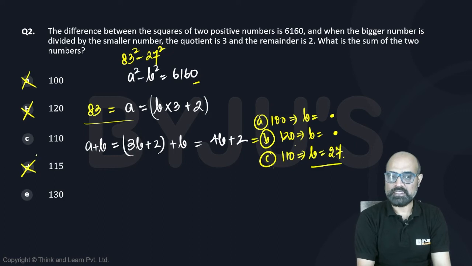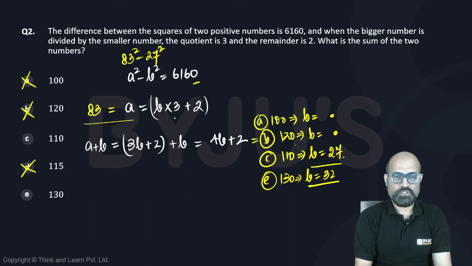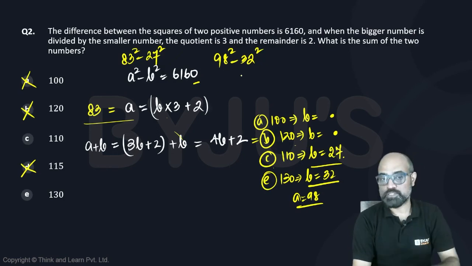So this makes sense. Let's verify once option E. It says this is 130, so b should be equal to 128 by 4, which will give us 32. Okay, so if b is 32, we will have 98 as a. Now 98 square minus 32 square, this will also end in 4 and 4, so this will also end in 0. So we need to just put in the values and verify.